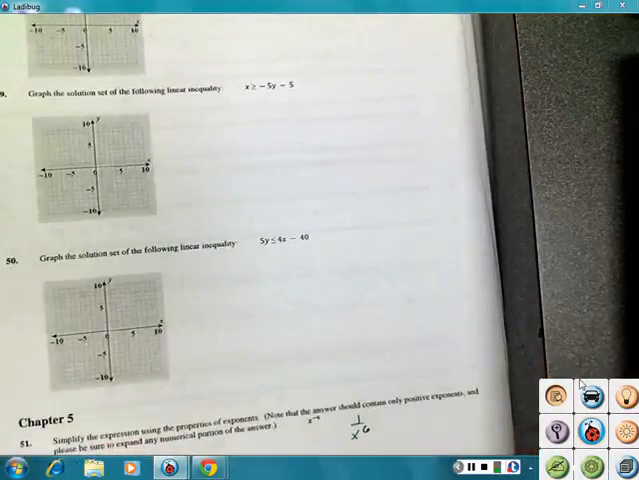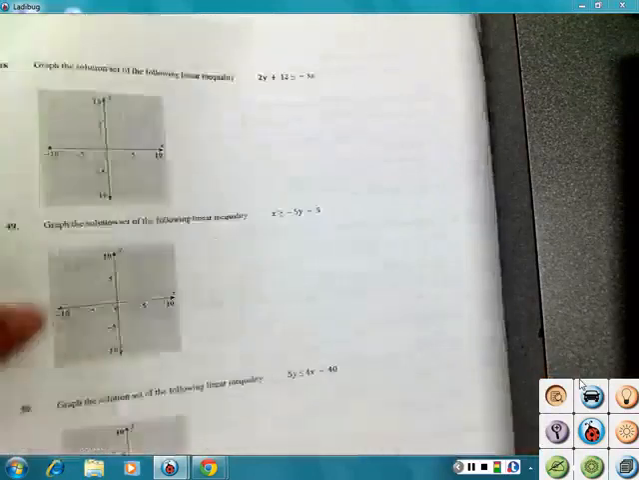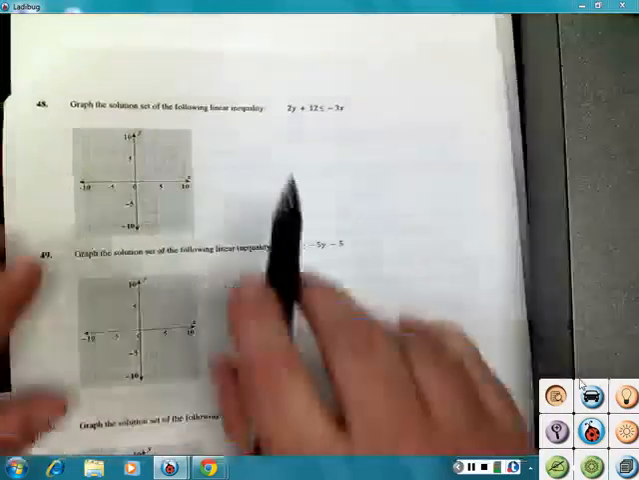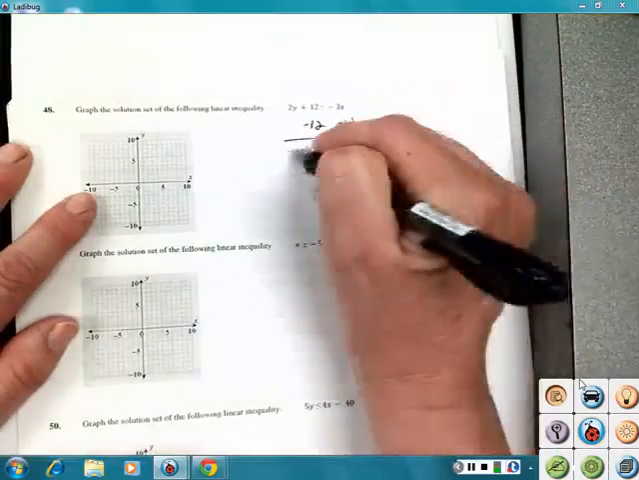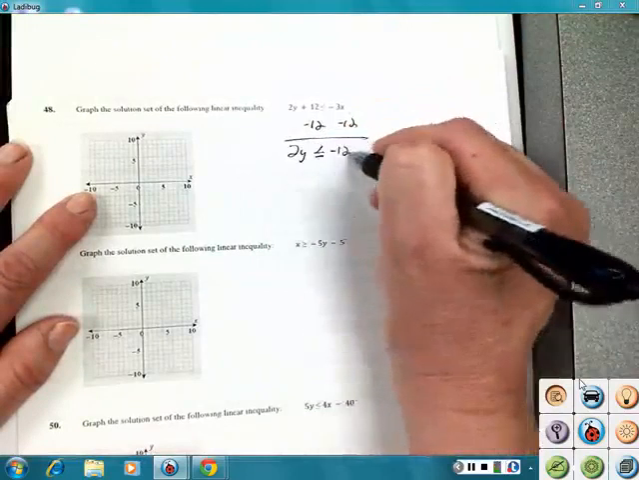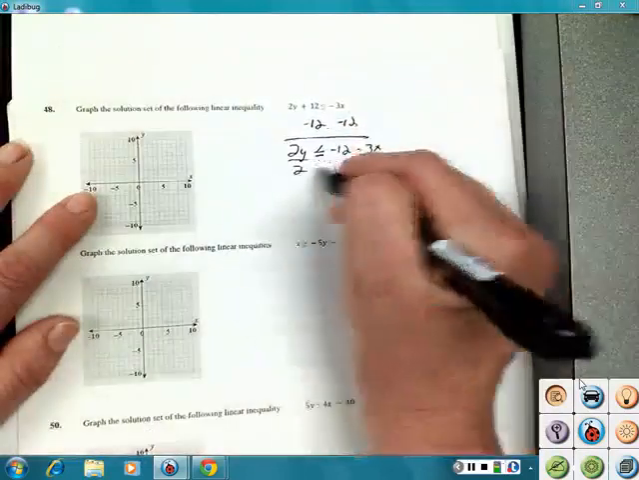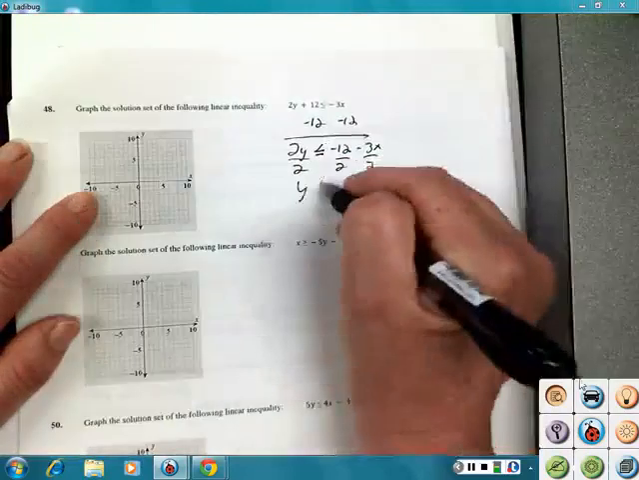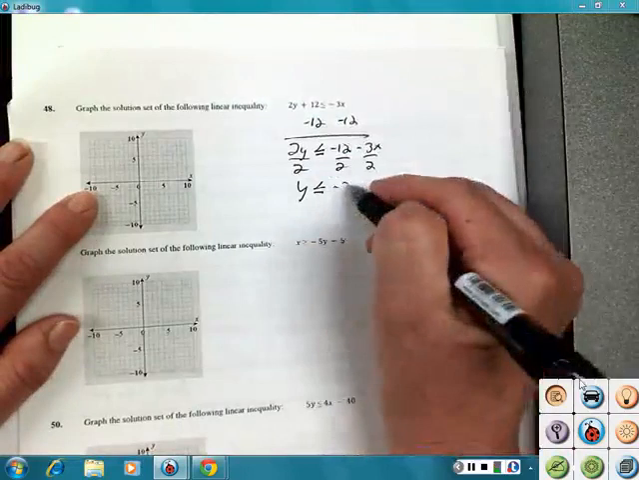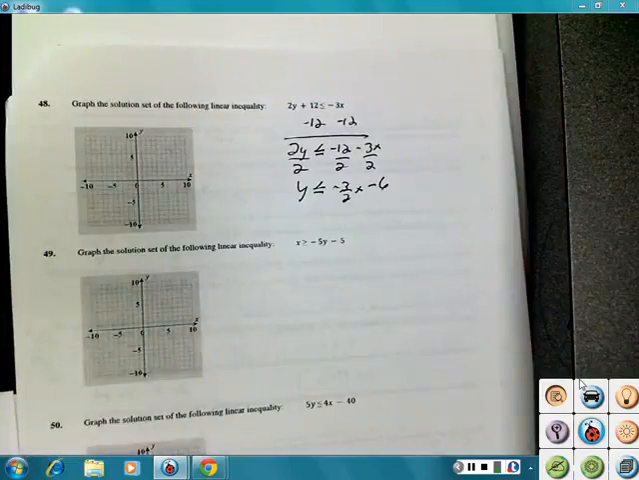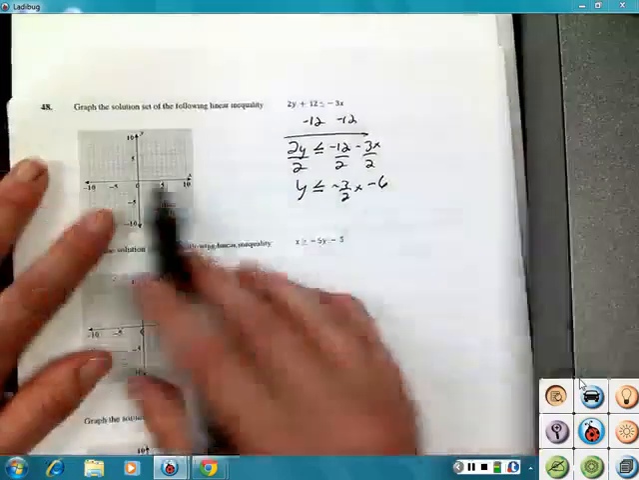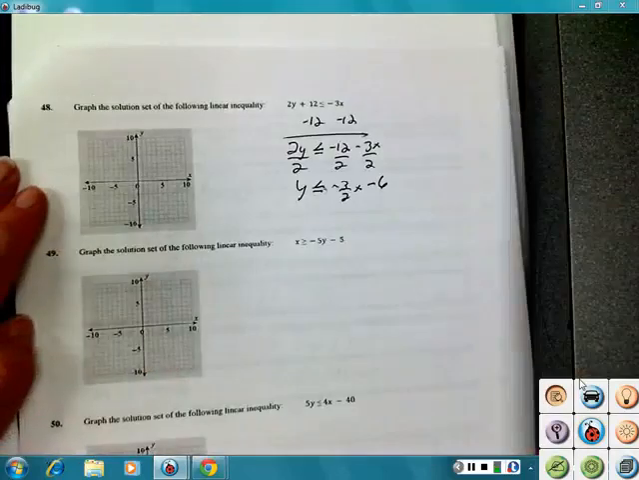48 is graphing. And we got a first on 48. In order to graph it, I need to get Y by itself. So I'm going to minus 12 from both sides, so I get 2y is less than or equal to negative 12 minus 3x, divide by 2, so I find y is less than or equal to negative 3 halves x minus 6. Okay? I got it right. Got that part? Okay. Now I want to graph this, and because there's an equals, what do I know about my line when I graph it? Solid line, okay?